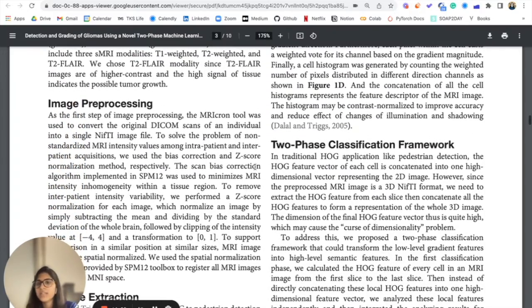I don't want to go too deep into it, but one thing I found really interesting was that they converted the original DICOM scans to a single NIfTI image file. And I was like, well, why are they doing that? Because DICOM files are also used for MRI scans. The thing is, for NIfTI files, the data is more compact and easier to manipulate. In the DICOM scans, you have the format of raw data that's collected by a scanner, which in this case would be the MRI scanner.